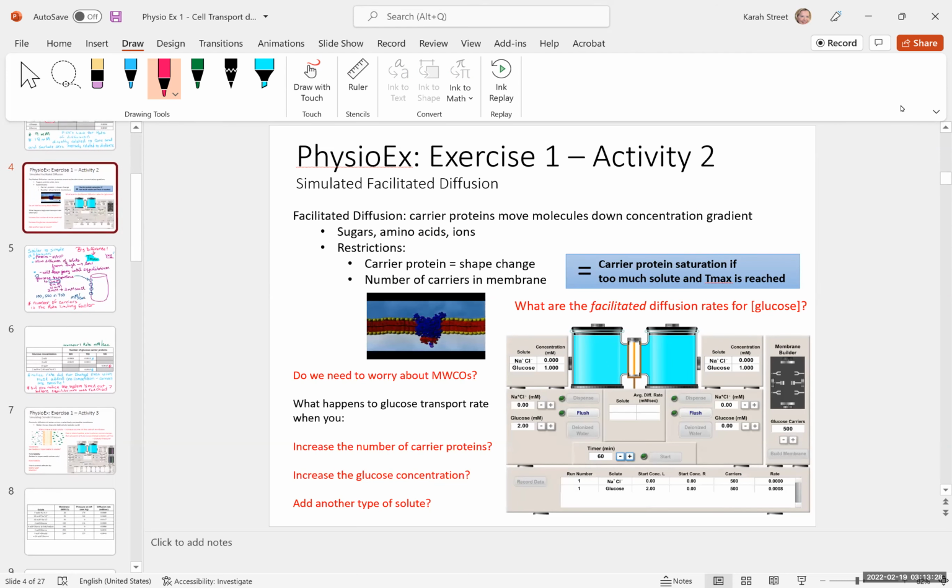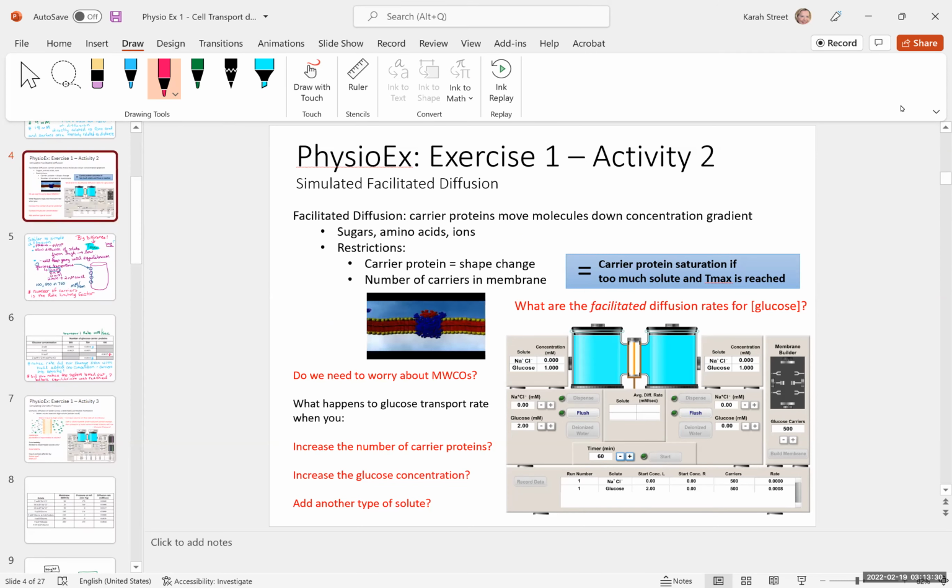Moving on to activity 2. In activity 2, we were trying to learn about facilitated diffusion. And these questions that you see on the slides are the same types of questions that you saw in your review sheets in your PhysioEx, and also in the stop and think questions in your PhysioEx or the pre-lab questions.